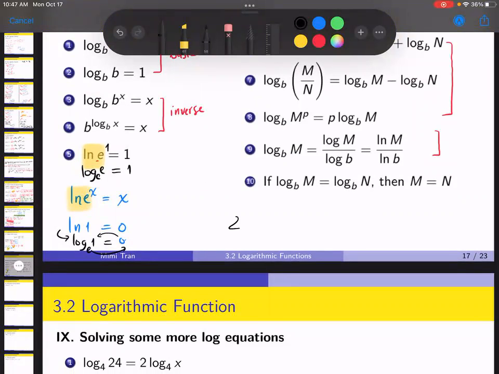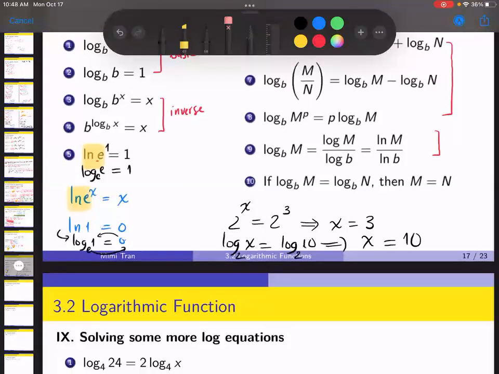If I have 2 to the x equal 2 to the 3, then what can you conclude? Yeah, x equals 3, right? If I have log base 2 of x equal log base 2 of 10, then yes, x equals 10. I can do the same thing with logs, right? So in general, if you have log base b of m equal log base b of n, then m equals n.